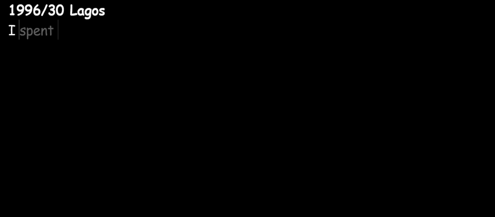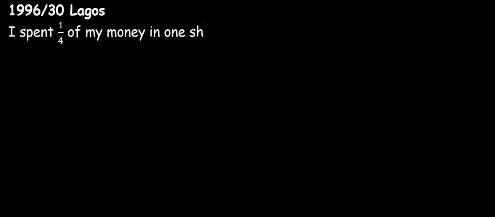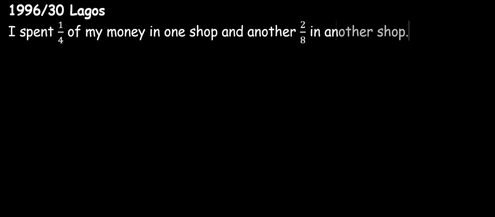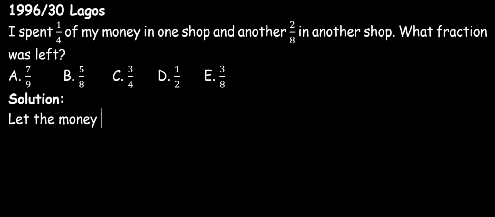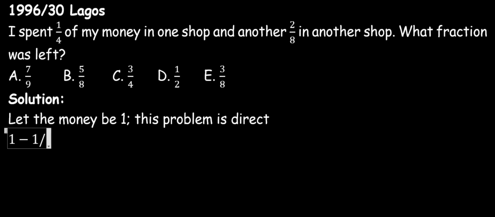Another example. I spent 1/4 of my money in one shop and another 2/8 in another shop. What fraction was left? The options are given. Solution. Let the money be 1. This problem is direct. So we just say 1 minus 1/4 minus 2/8, which will be equal to our LCM of the denominators 4 and 8.